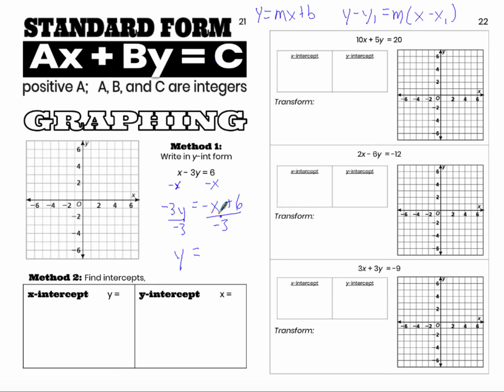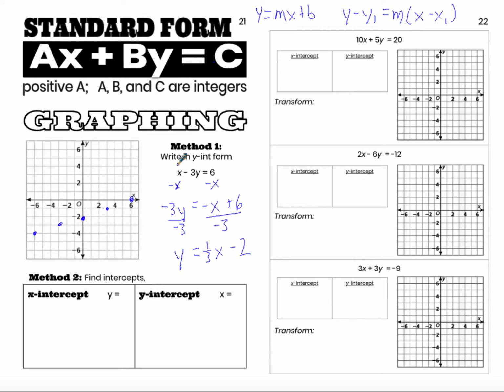That gives me y equals negative 1 divided by 3, so y equals 1/3 x plus 6 divided by negative 3, which is negative 2. Now I can graph this equation. Y-intercept of negative 2, slope of up 1 over 3, up 1 over 3, down 1, left 3. So that's my equation. It looks weird, x minus 3y equals 6, but I transformed it into slope-intercept form, have a slope of 1/3, a y-intercept of negative 2.